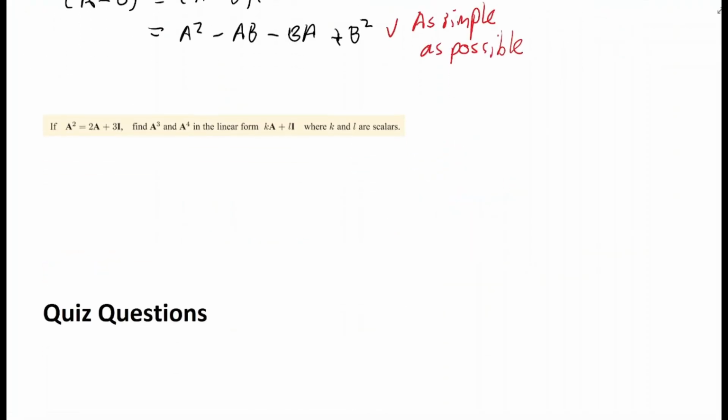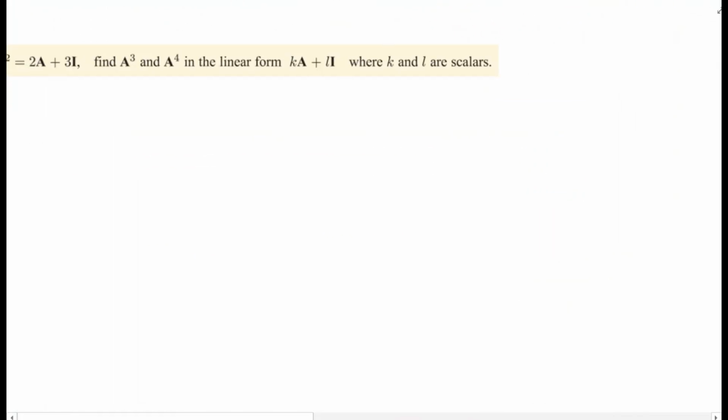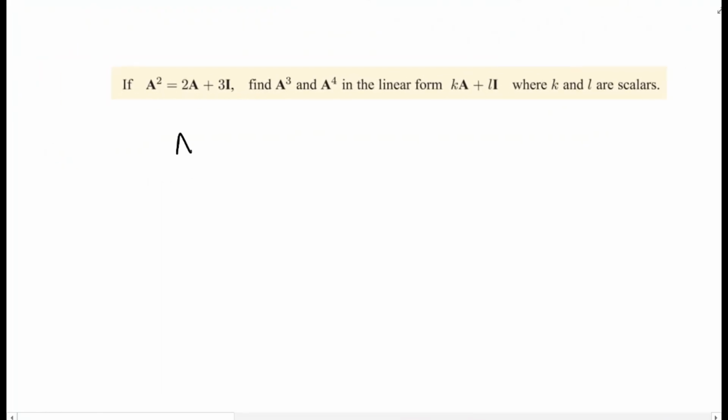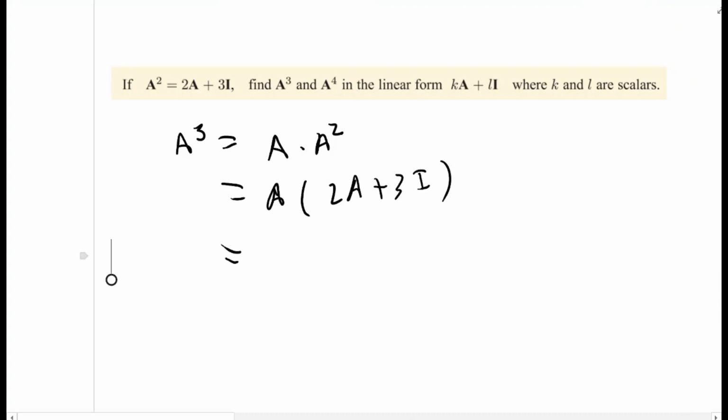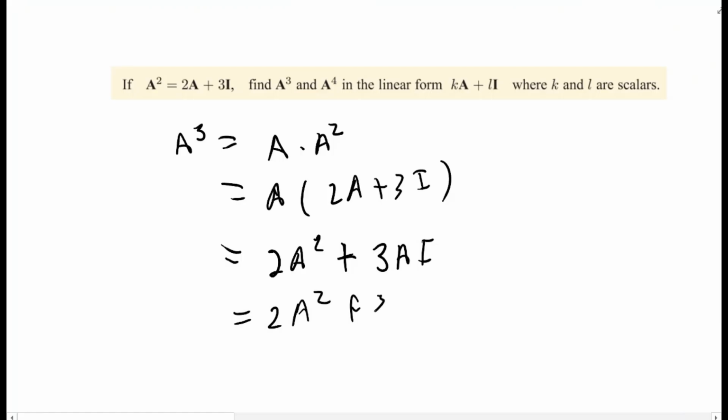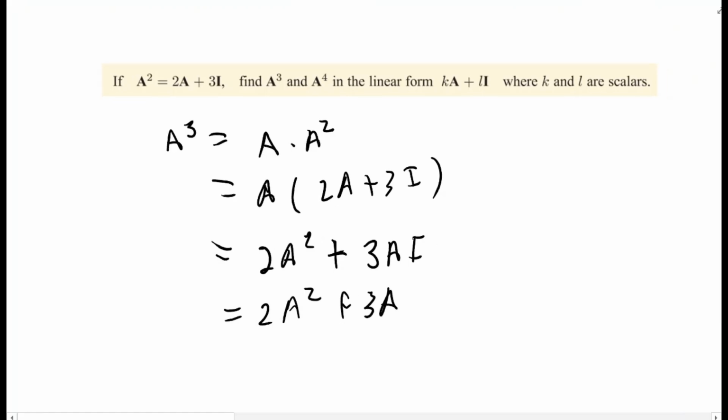All right, last one we're going to do is something that looks like this. So A squared equals that. We're going to find A cubed and A to the 4 just in terms of A and I. So A cubed is the same as writing A times A squared, and we know what A squared is. So we're going to expand that out. You're going to get 2A squared for your first term, plus 3AI. Then you're going to get 2A squared plus 3A, because A times I is just A.